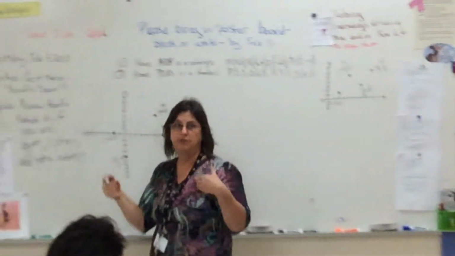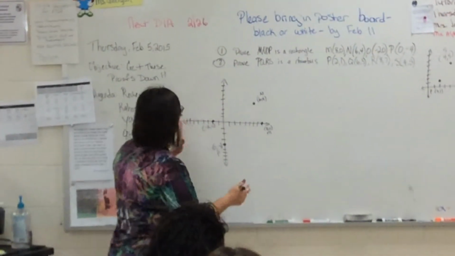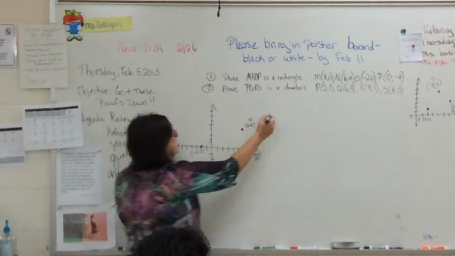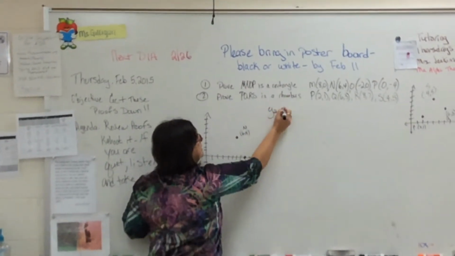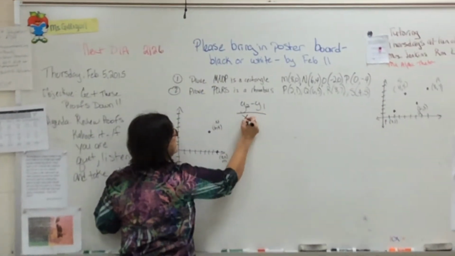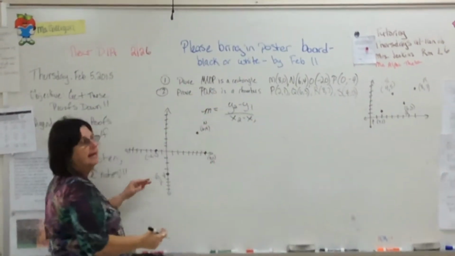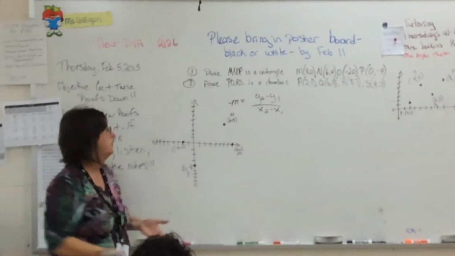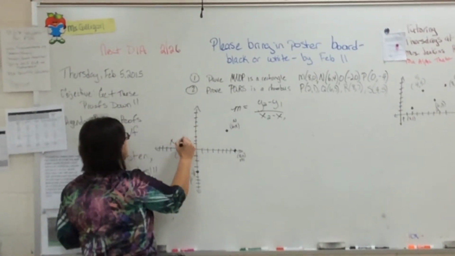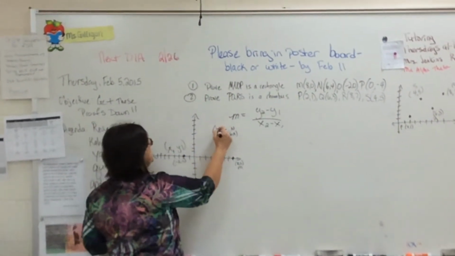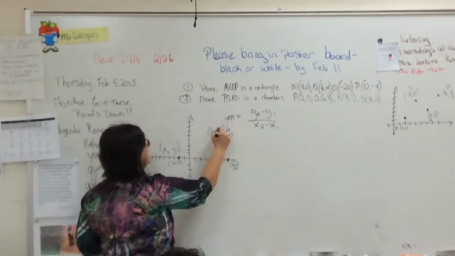So the first thing I have to do is find the slopes of all the lines. To find slope, remember it's y2 minus y1 over x2 minus x1. And it doesn't matter which is your x1 and y1. You can make this one x1, y1, and this one x2, y2. We just have to be consistent.